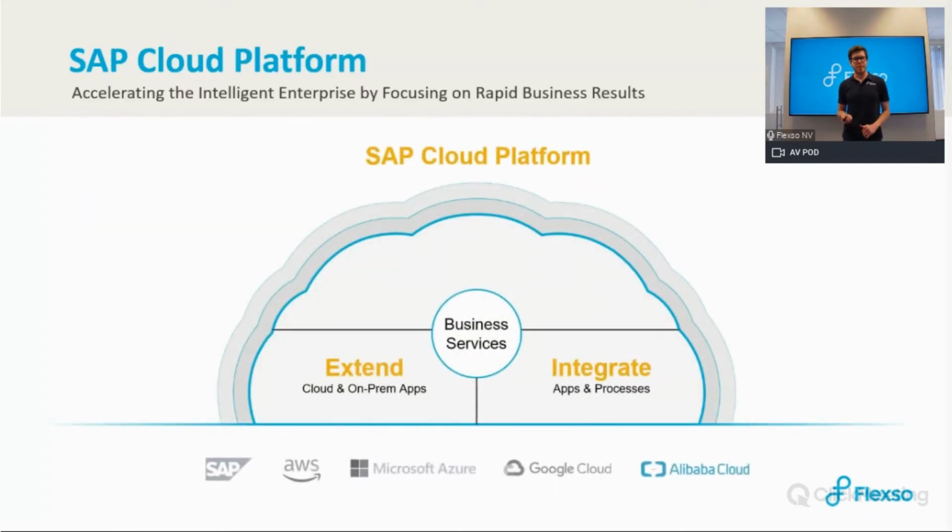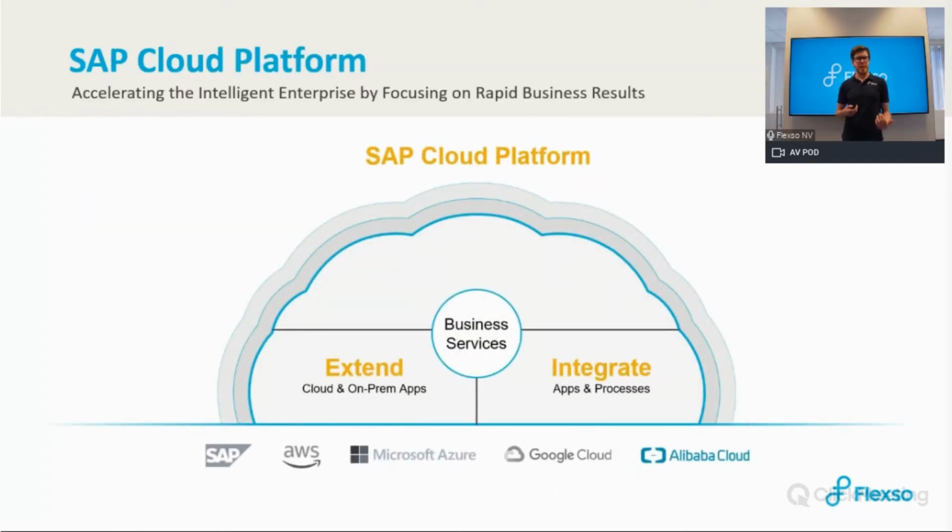The SAP Cloud Platform is an integration and application development platform that is critical to your intelligent enterprise. It provides agility, flexibility, and intelligence necessary for a business-focused innovation. It focuses on 3 main parts. The first 2 are integrate and extend.